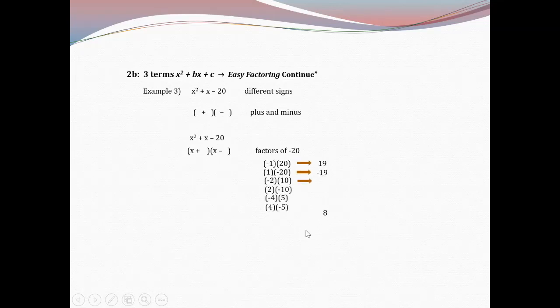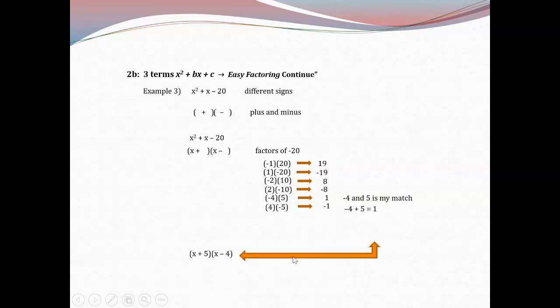And again, this is example number 3. Factors of 20 will give you negative 1 times 20, 1 times negative 20, and so forth. And then you add them. So my match, which is positive 1, is going to be negative 4 and 5. That's my match. So that's how you factor. And again, I'll show you 2 ways, so you guys can choose whatever is easier for you, okay?